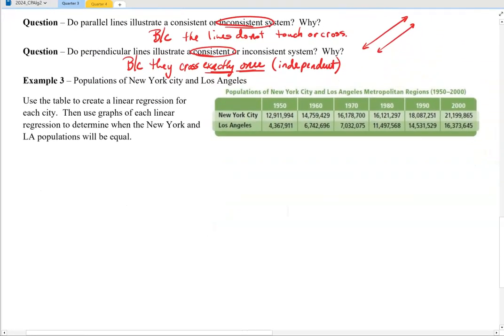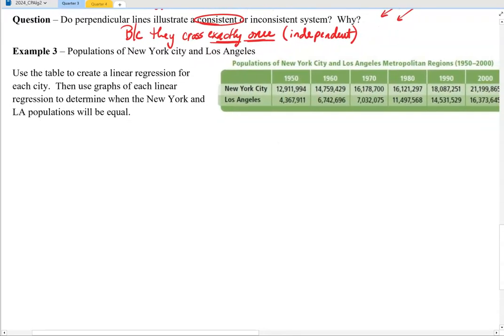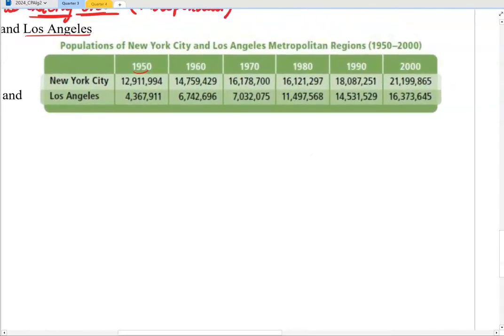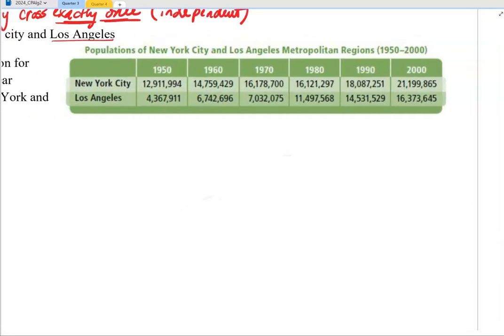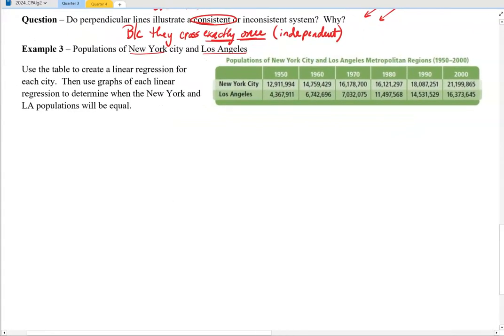Now lastly, I wanted to close this video with another real-world example. We have populations that have been reported for the cities of New York and Los Angeles over the last several decades. And we only have data from 1950 up to the year 2000, so there are about 2 recent decades that aren't reported in this table. Maybe we can find that information online to confirm our results that we're about to obtain here. But I'd like to use this table to create a linear regression, which we've seen in prior videos, and then use the linear regression, or the line of best fit, to determine when New York and LA will have the same population in their cities.